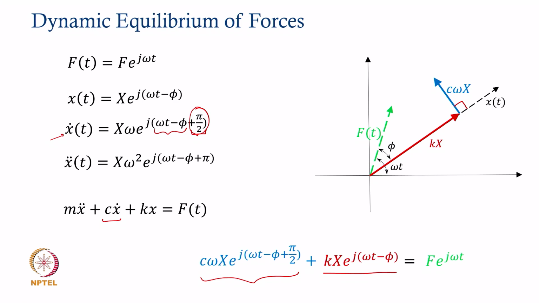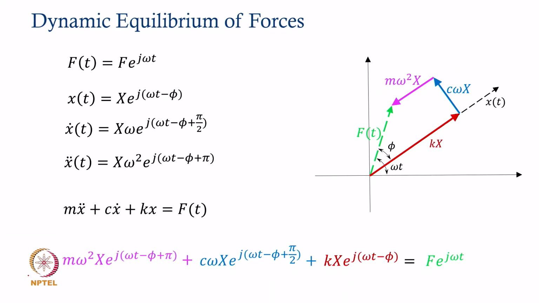And then what? The last one is this mx double dot, which is going to be m omega square x. That is going to be its magnitude, and it is leading the restoring force by 180 degrees. So, it is going to be just 180 degrees ahead of the response. Okay. So, that is basically going to be the orientation of sort of an inertia force here.